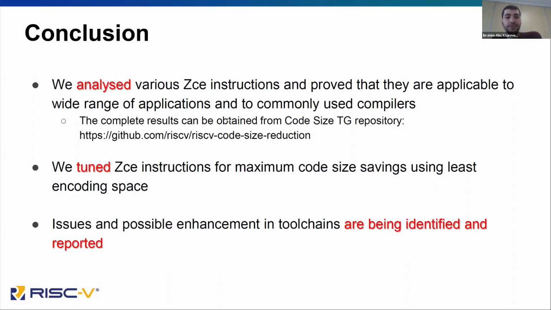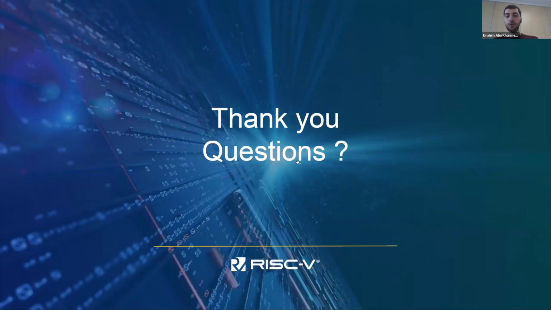We have way more results than I showed here, and you can access them from our official RISC-V code size optimization task group repository at this link. And we tuned the Zce instructions that we are proposing for maximum code size savings while using the least amount of encoding space. We are also identifying issues and possible enhancements in toolchains, and we are reporting them currently. And that's all from me. If you have any questions, please ask me here or on our official mailing list for RISC-V.